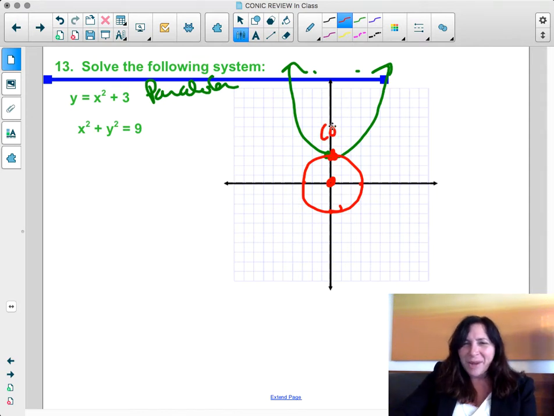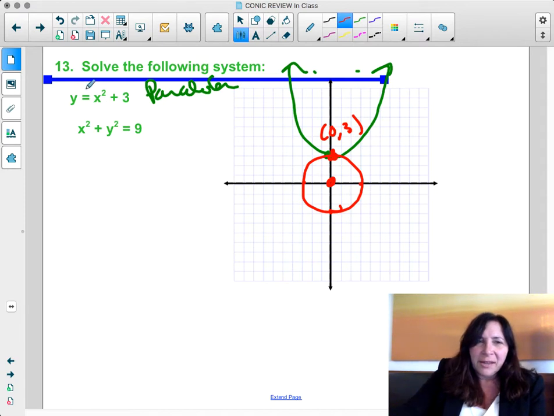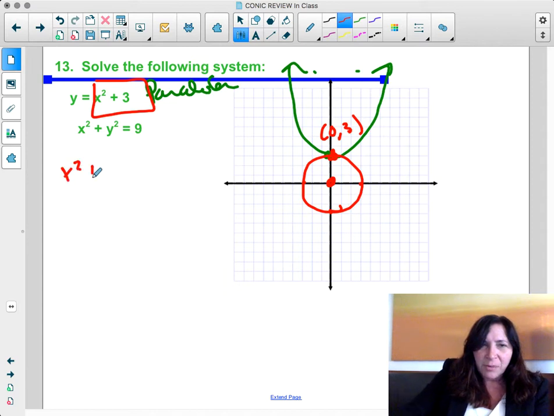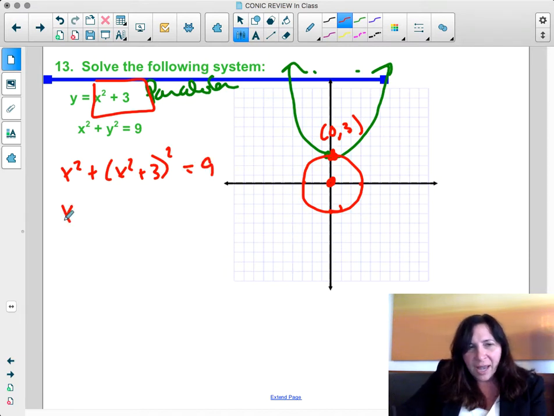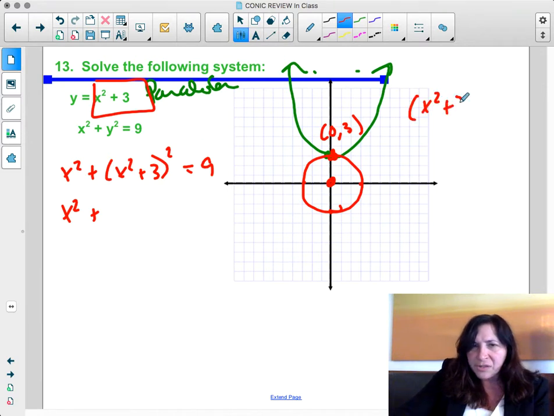To me, it looks like my only intersection point is 0, 3, but I'm going to check. Let's plug in this value for y right here, and then that's going to go in there. So we have x squared plus y, which is this value, x squared plus 3, quantity squared equals 9. This is substitution. Now I'm going to substitute. Hold on. Is that right? X squared plus 3. Oh, it is. Oh, I don't want to do this.